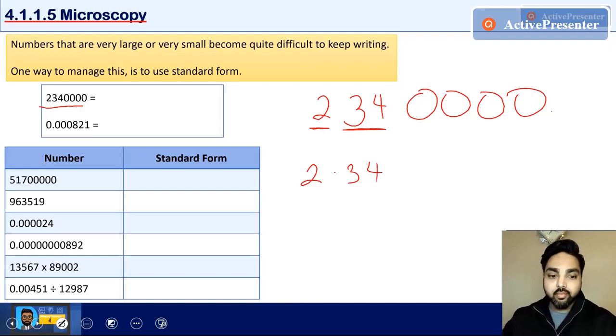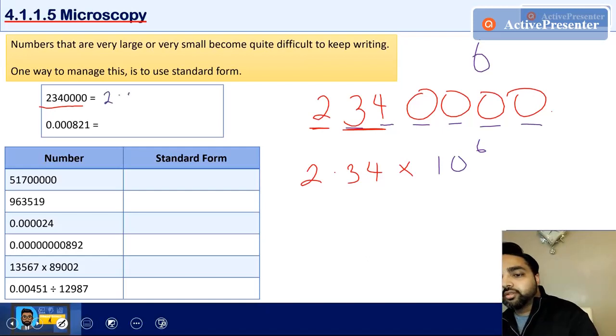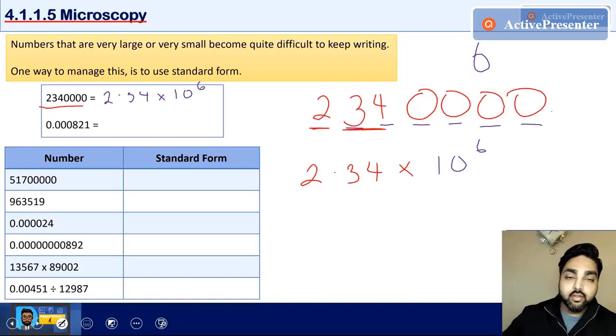However, I need to multiply it by a power of 10. In order to do that, I need to count the number of digits that I have after the first one. So if I look at this number here, I've got 1, 2, 3, 4 zeros. Overall, I've got 6 numbers after my 2. So I'm going to do 2.34 multiplied by 10 to the power of 6. That's straightforward. So 2.34 times 10 to the power of 6, and that is 2,340,000 written in standard form.